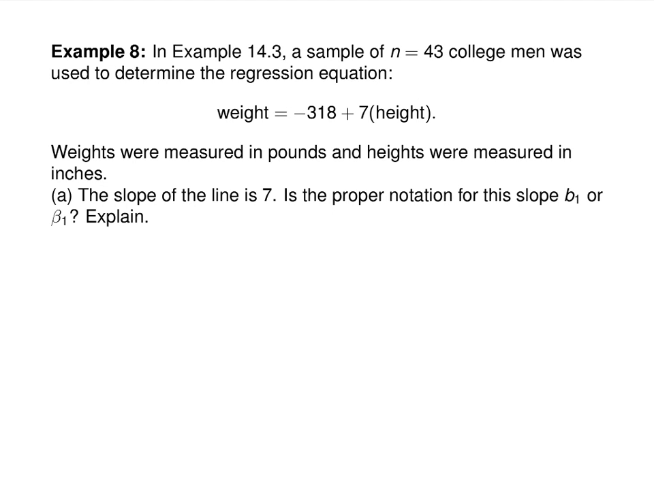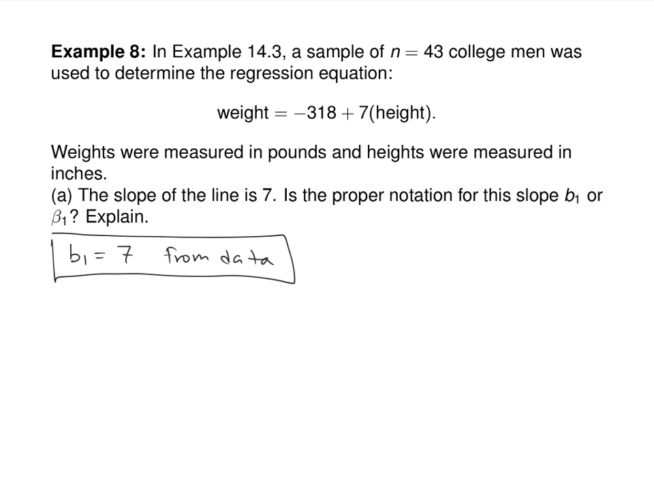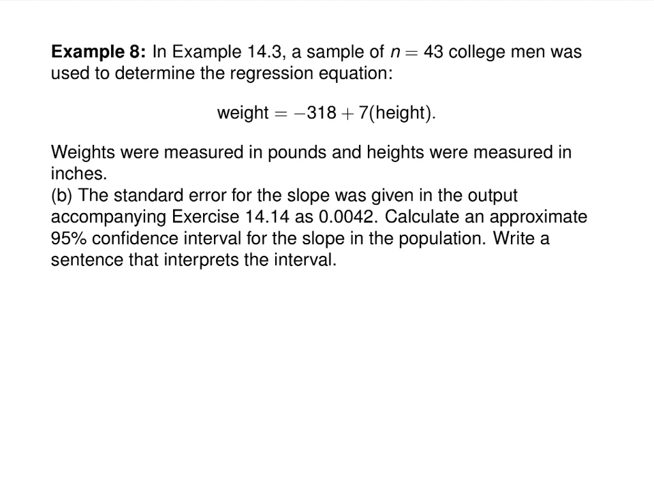So the slope of the line is 7. Is the proper notation for this slope B1 or beta 1? B1 is 7 because this is from data. So it's not the true value. Beta 1 is the true value, exactly. The standard error for the slope was given in the output as, and this is a little bit wrong, I think I fixed it in your notes, standard error of beta 1, 1.581, yep.